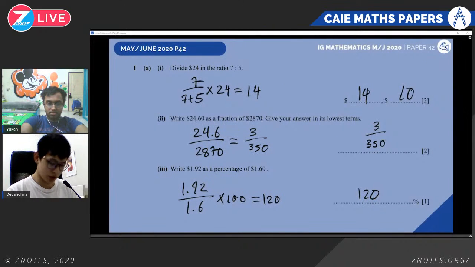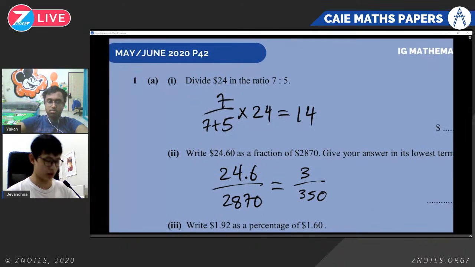The first question asks us to divide $24 in the ratio of 7 to 5. So basically we have to split $24 in that ratio. My way of doing this is to first find what the 7 is. I put 7 in the numerator and divide by the total ratio, meaning 7 plus 5, the total parts, correct? Then you multiply by our number, our cash in this case.